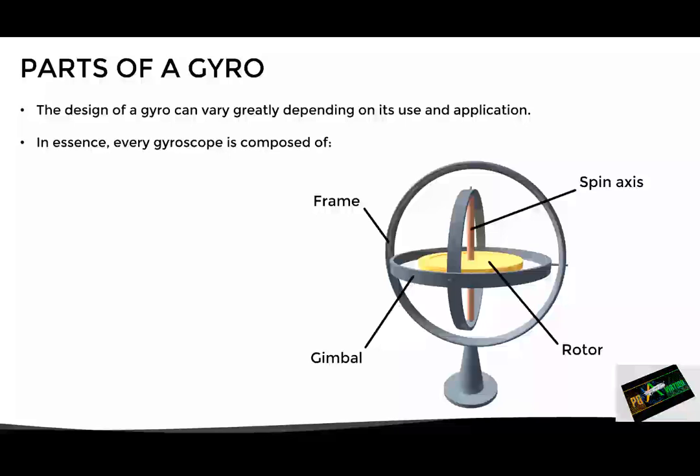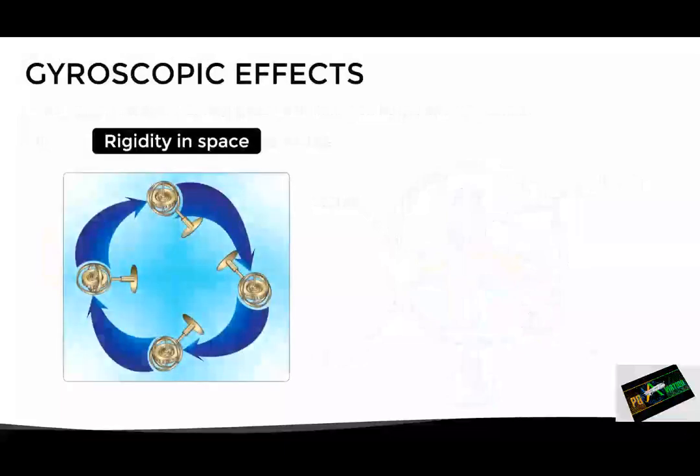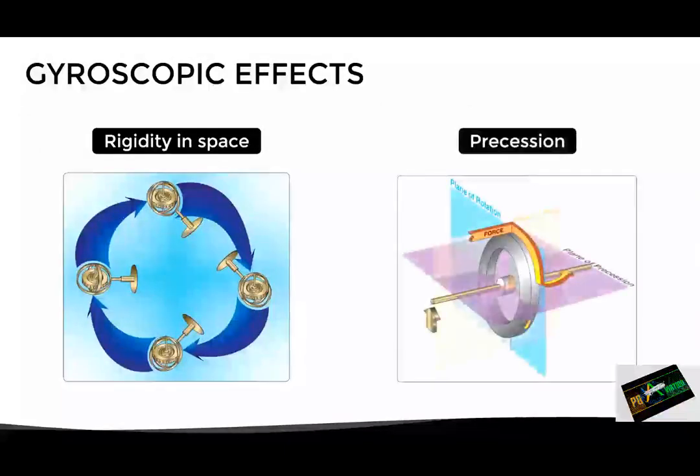This particular design allows the gyro to have freedom of movement on all three axes, and therefore it is known as a free gyro. Now, when the rotor is not moving, nothing happens, and the gyro behaves like an ordinary object. However, when it starts spinning, it begins to experience the gyroscopic effects. These effects are rigidity in space and precession. Let's take a closer look at each of these, starting with rigidity in space.